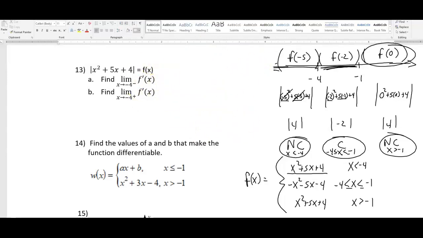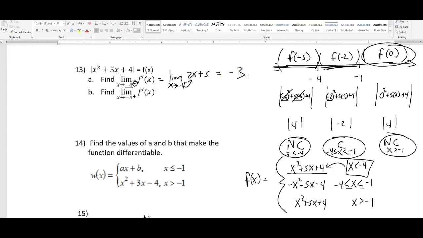Now, we're going to go ahead and evaluate these expressions here. I'm going to start with that one. So first of all, we need to find where -4 is from the left. So I'm looking for where x is less than -4, so that would be this one. So I would be using that piece. And the derivative of that one is going to be 2x plus 5, my bad. And then we do our direct substitution. 2 times -4 is -8 plus 5 is -3.